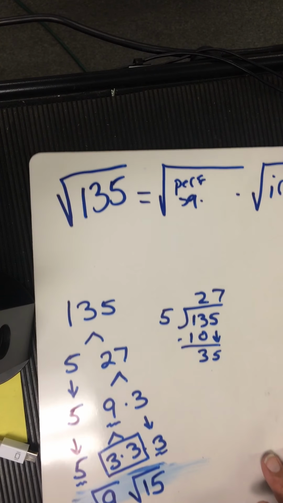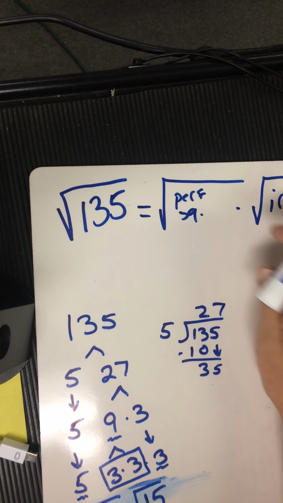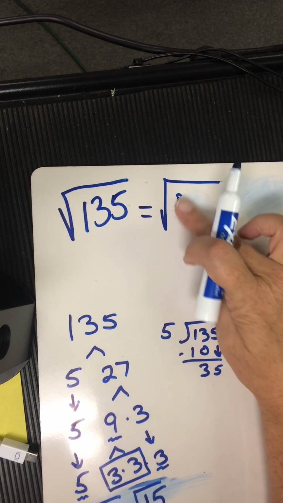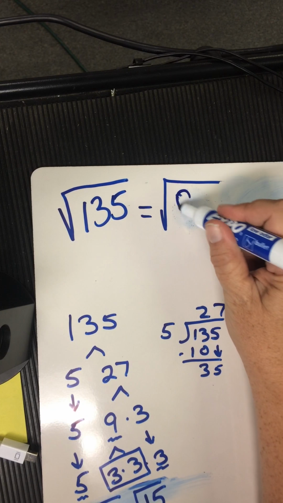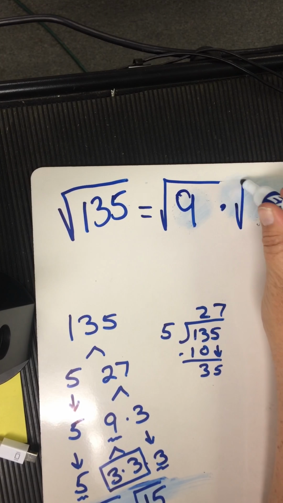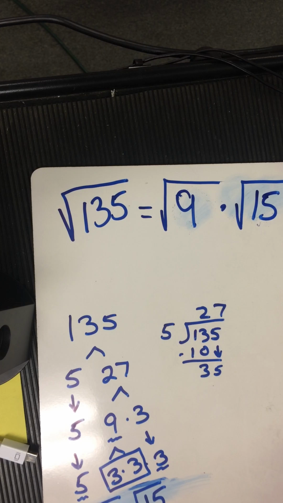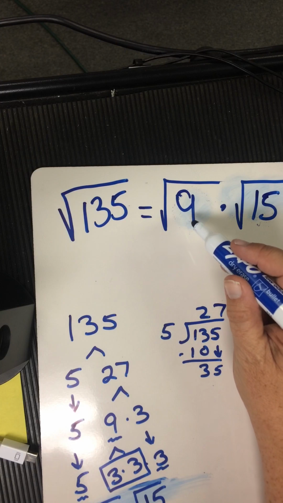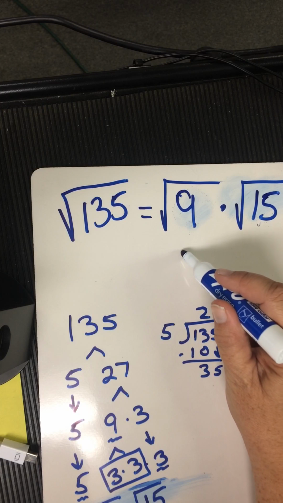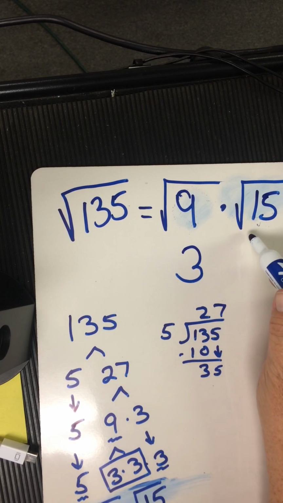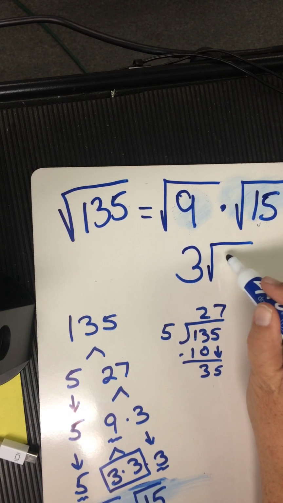So let's go back up here. What I wanted was a perfect square times an irrational number. So my perfect square is 9, and then the other factor is 15. Square root 9 times square root 15. From here there's only one more step. Simplify the 9 into an integer. Square root of 9 is the exact same number as the integer 3, and then keep your irrational number.